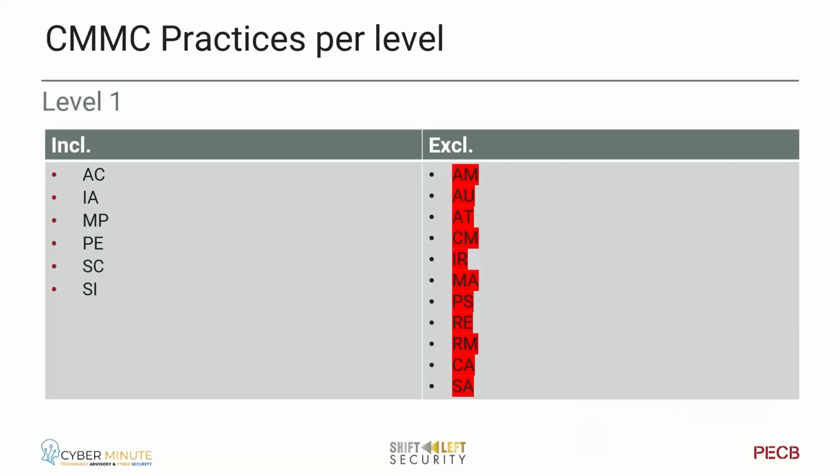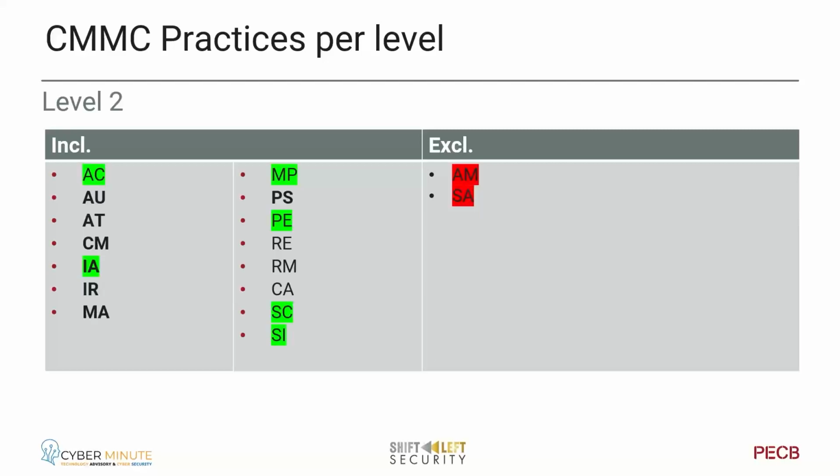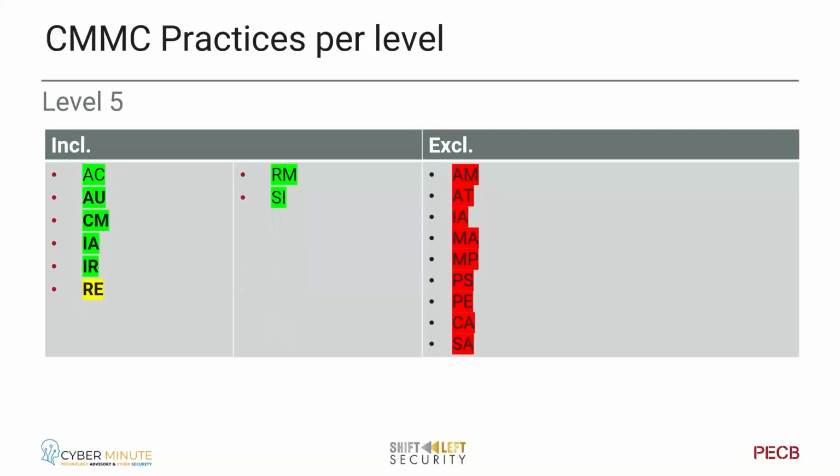Okay, so we will go quickly through these. Level 1 means that you have several domains included and several are excluded. Next one. And that's so for every level. You see that in every level, more and more domains are added to this list. Four, please. Yes, five, please. Okay, thank you. And the next slide.